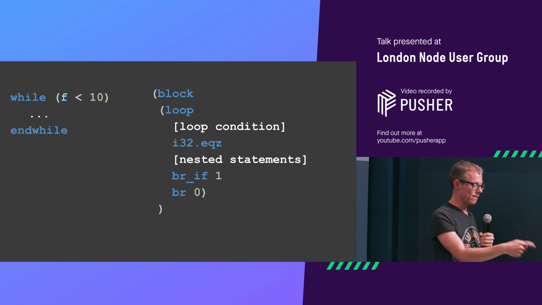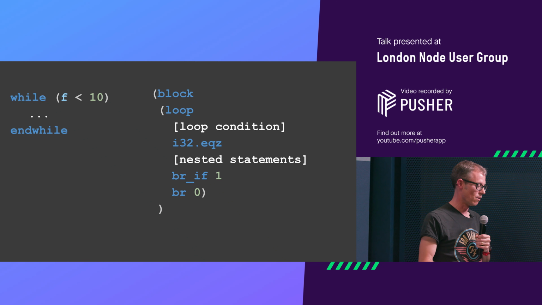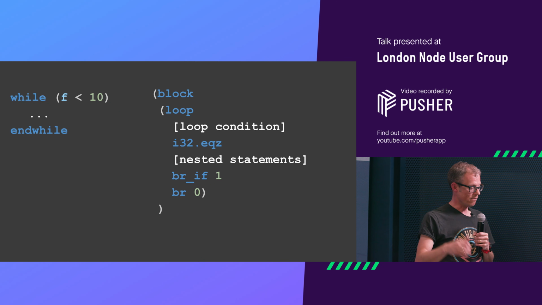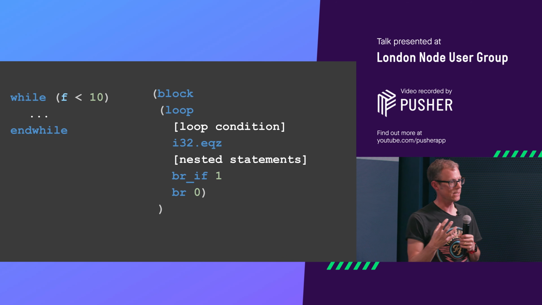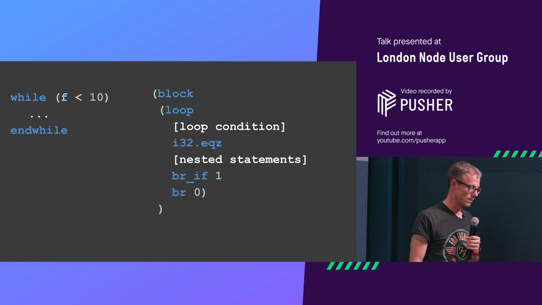So if we look on the left-hand side, this is the looping syntax in my language, while and end while. Very creative, I know. On the right-hand side, this is the WebAssembly equivalent. So WebAssembly has the concept of blocks, and you can have multiple nested blocks within functions. And it has the concepts of loops.